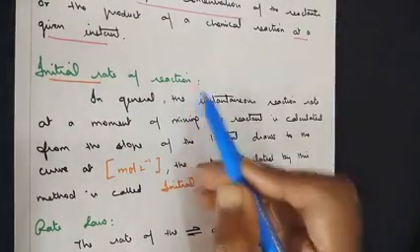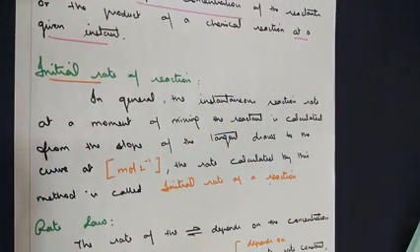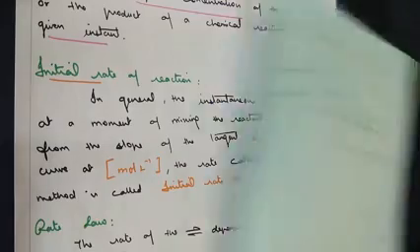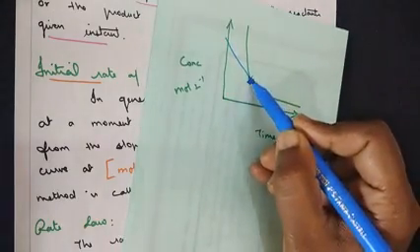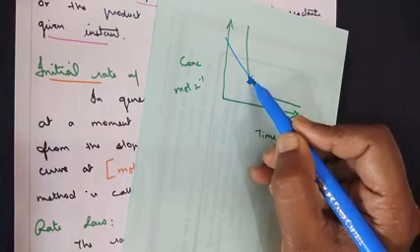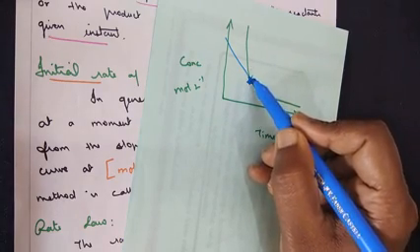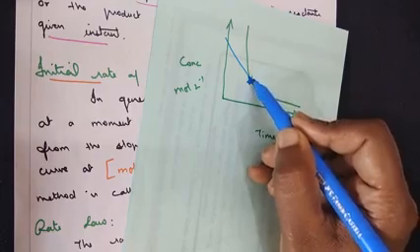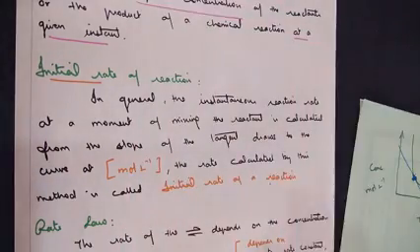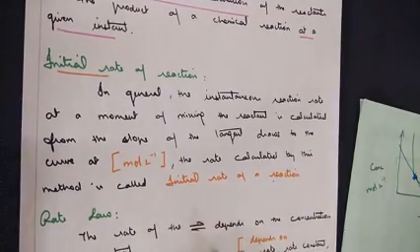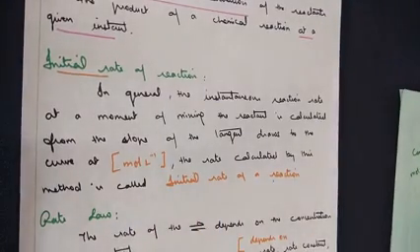The initial rate of the reaction is nothing but, for the given graph, when we draw the tangent, the point where it touches the graph. The reaction actually takes place at this particular point, so that can be calculated from the graph. So it is called the initial rate of a reaction.